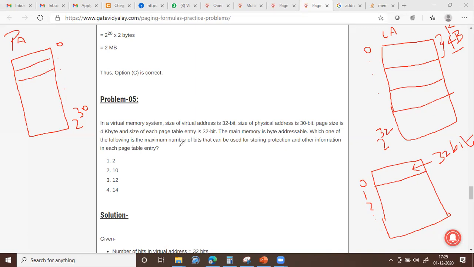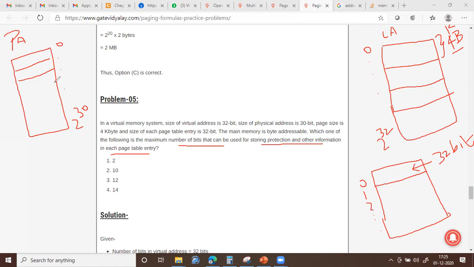Which one of the following is the maximum number of bits that can be used for storing protection and other information in each page table entry? So don't get confused with the question. Actually, we should identify how many bits are required to address this physical memory. You see there are 32 bits in the page table entry, but that is what we have to identify.